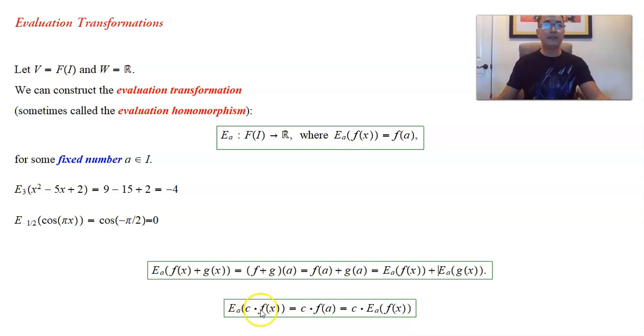Homogeneity. What if you take c times f of x and input it into E sub A? It means that you plug in A into c times f of x, so you get c times f of A. But this f of A simply means, again back here, E sub A of f of x. So that equation tells us that E sub A of c times f of x is the same as c times E sub A of f of x. And we have homogeneity.